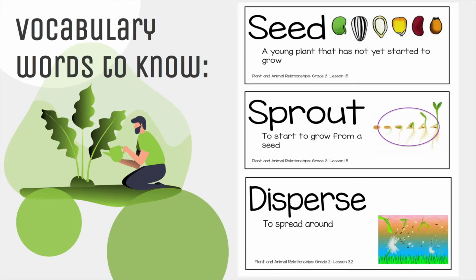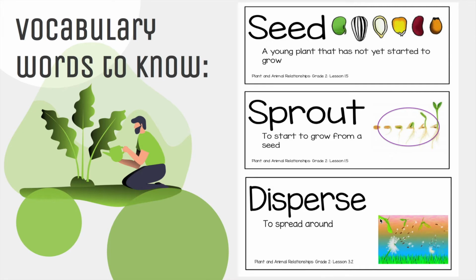Seed is a young plant that has not yet started to grow. Sprout means, if you look at the picture here, it means to start to grow from a seed. And remember how we sprouted our bodies? Okay, so just like we pretended we were seeds and we sprouted into a full-grown plant, that's what sprout means.